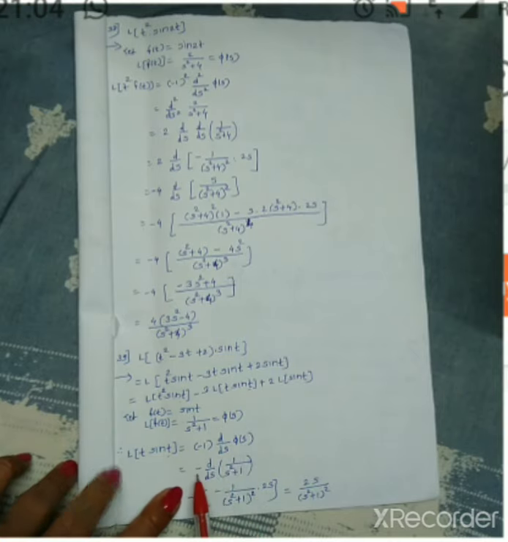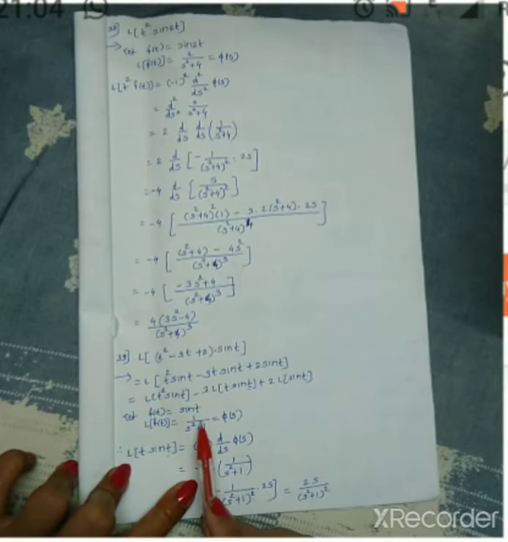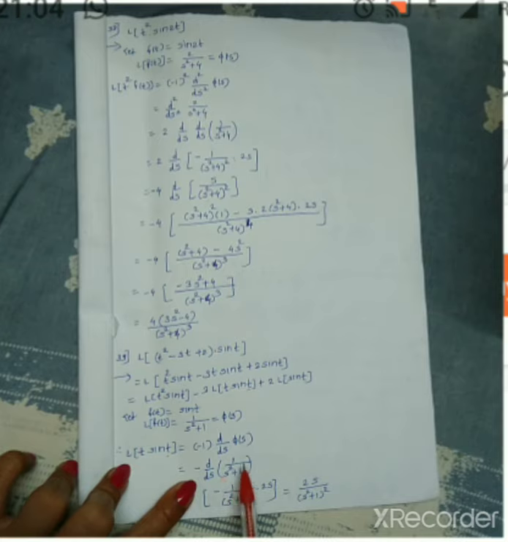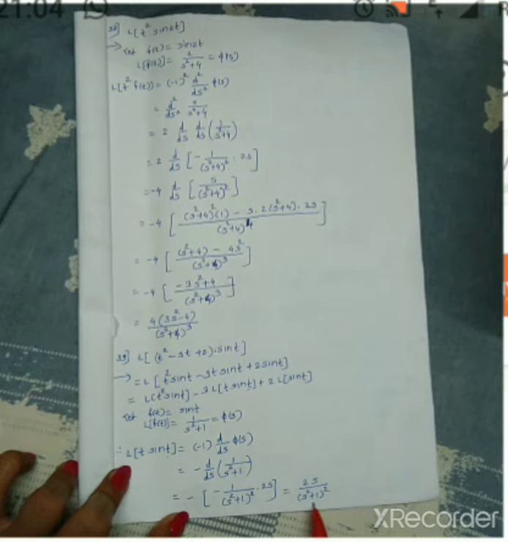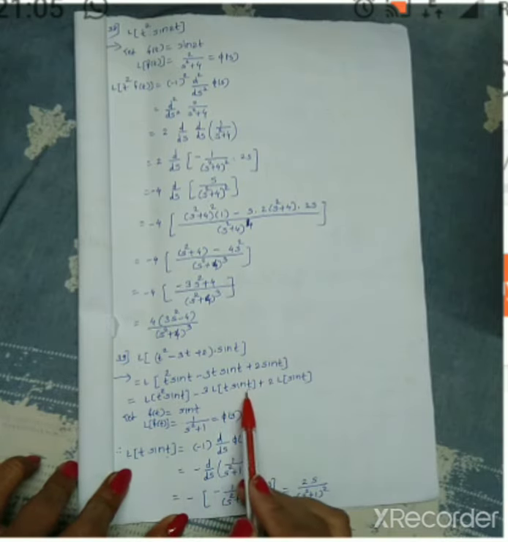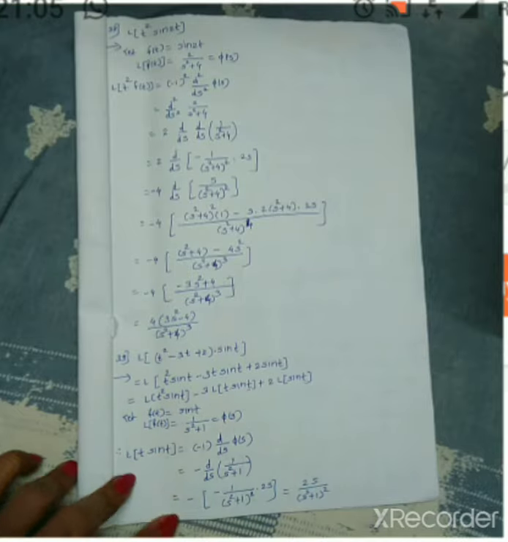Minus 1 raised to 1 is minus, d by ds of phi of s, which is 1 upon s square plus 1. What is the derivative of 1 upon s square plus 1? Minus 1 upon s square plus 1 bracket square into the derivative of this bracket, which is 2s. Minus minus gets cancelled, the answer is 2s upon s square plus 1 bracket square. This is the answer for this Laplace. Now this Laplace.